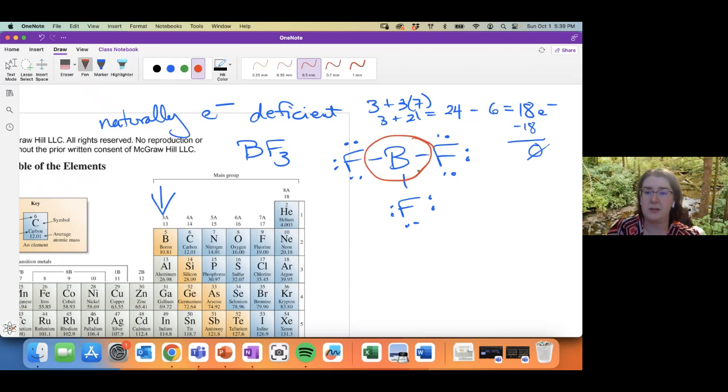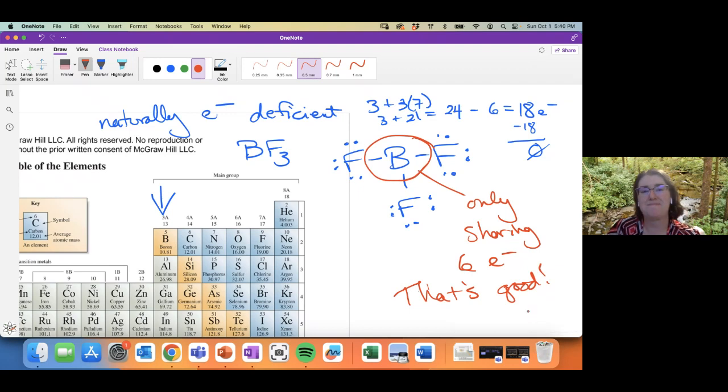Boron, as you might notice, is only sharing 6. And that's fine. That's great. It's good. Because boron can do that. So that is its exception. Boron doesn't follow the octet rule. It is naturally electron deficient. It can actually do 8, so boron can do 8, but naturally just 6. So naturally electron deficient.